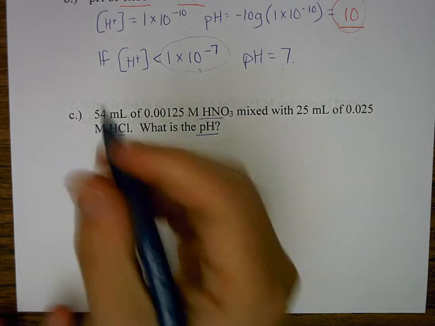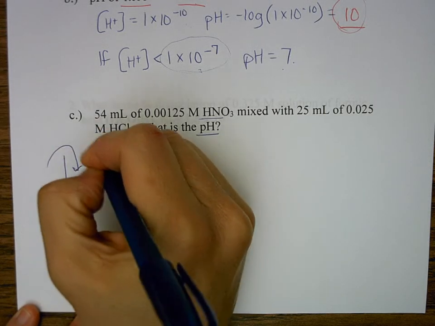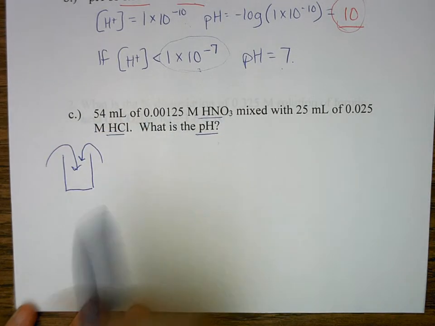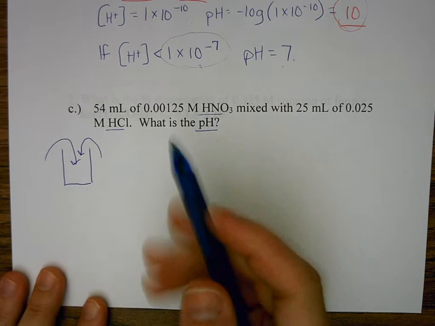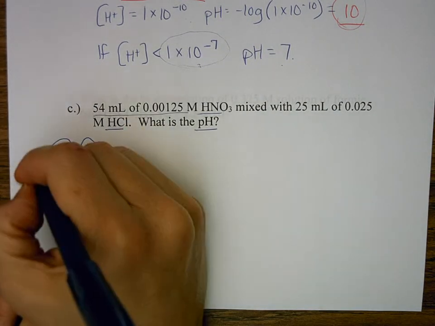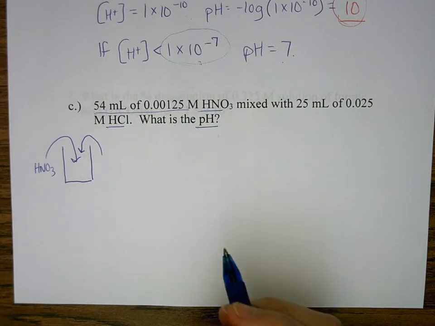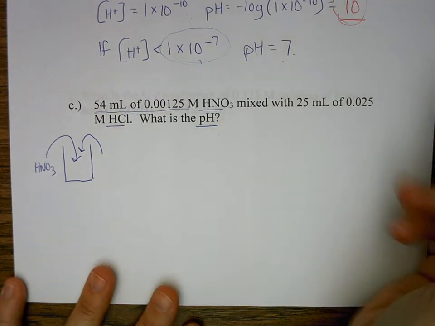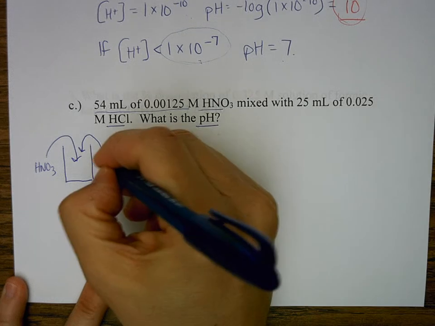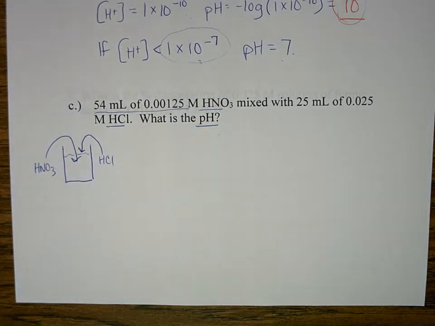Okay, what I'm doing in this problem is taking 2 separate solutions and combining them together into one. So I'm going to take my 54 milliliters of 0.00125 HNO3 and dump those 54 milliliters into a beaker, and then I'm going to take 25 milliliters of HCl and dump it into the same beaker, and I'm going to have one solution of all of those mixed together.